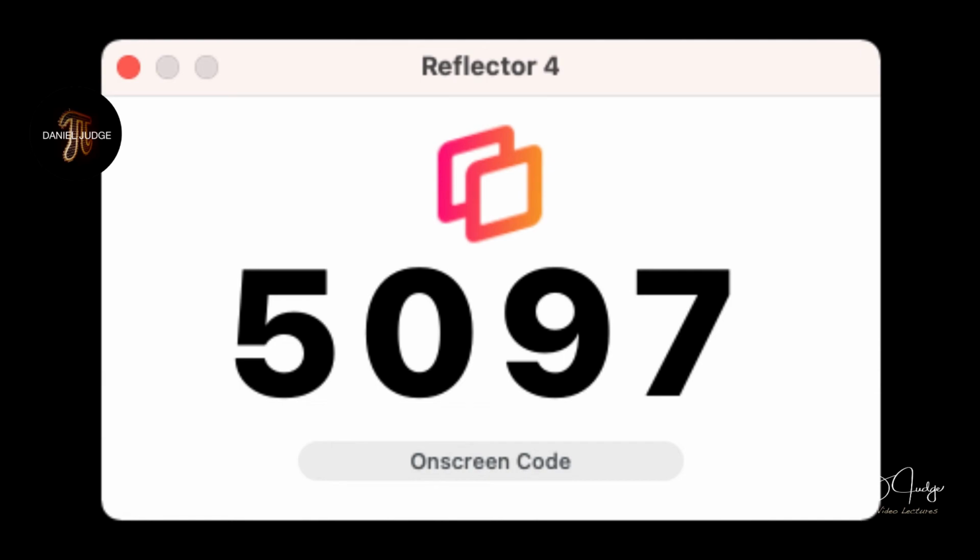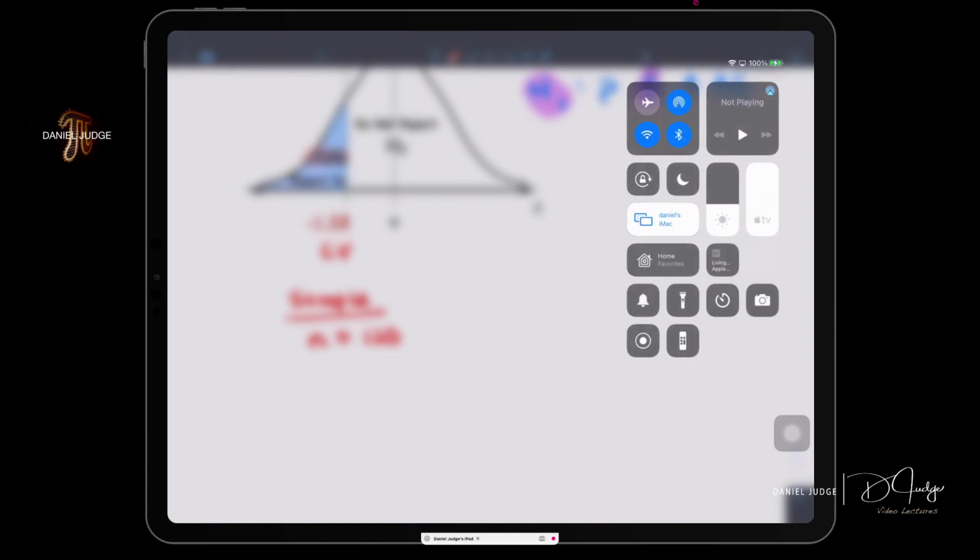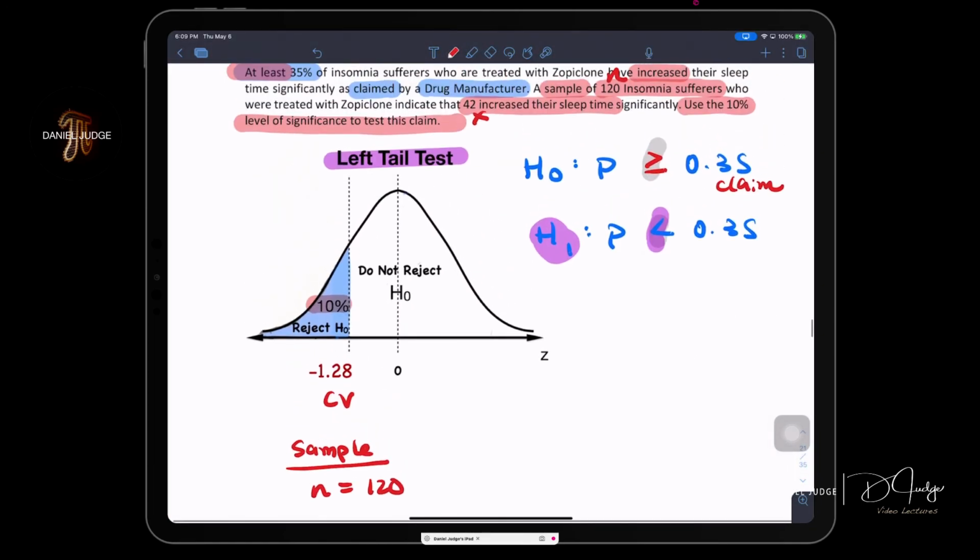Sample size was 120, and we lost you guys. Let me get you guys back here. Okay, screen share. Welcome to technology. Come on back. You'll be back. 5097 is the code. And you guys are now back. There we go. Apologize.